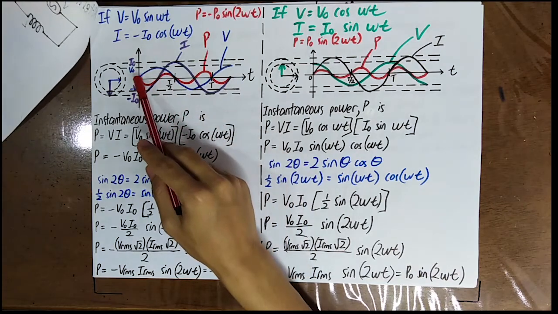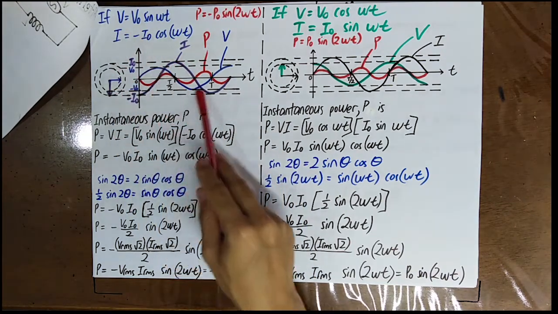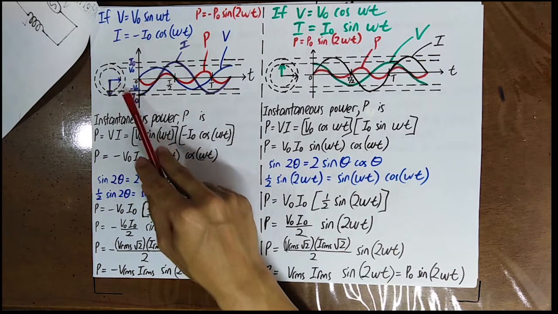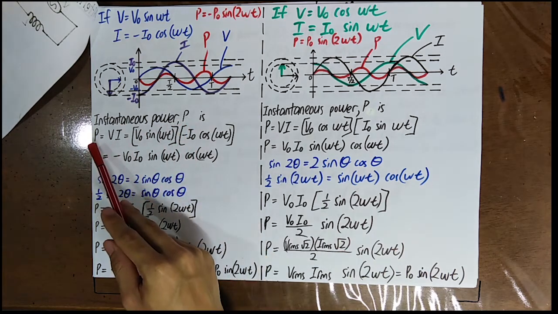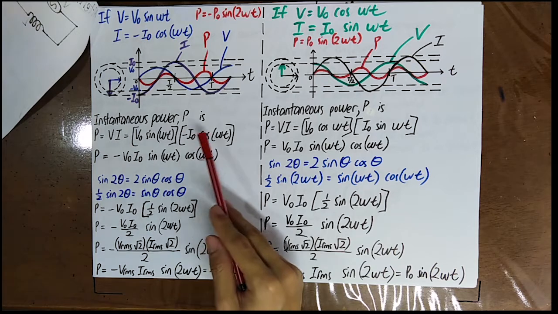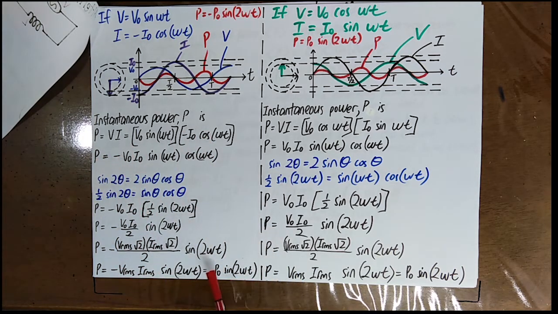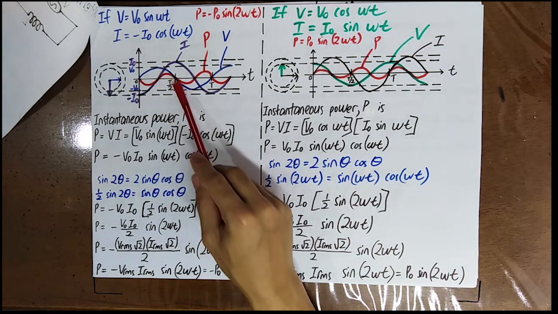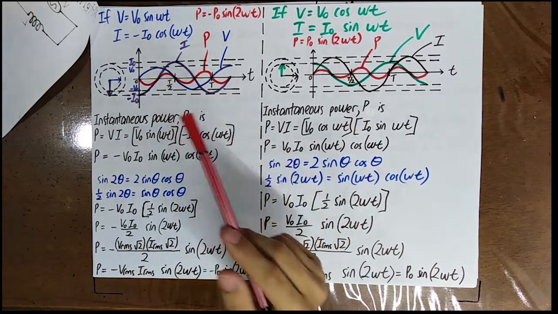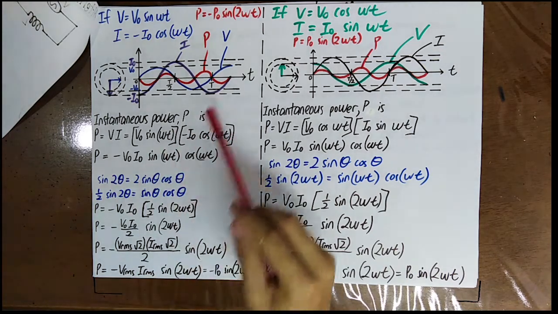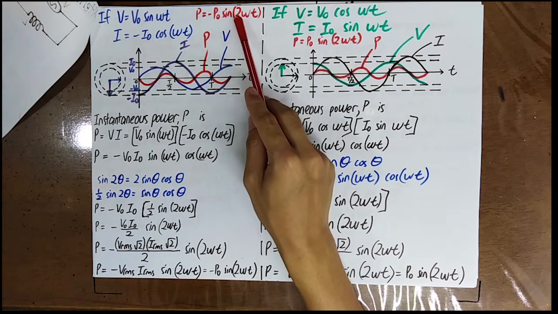So I plot them here. When V is a positive sine function, I is a negative cosine function. Then the instantaneous power is P equals V times I. So you know that P is a negative sine function, and the angular frequency is doubled. That means that when the voltage has made one oscillation, the power has already made 2 oscillations. Okay, power is a negative sine function, so it's like this.